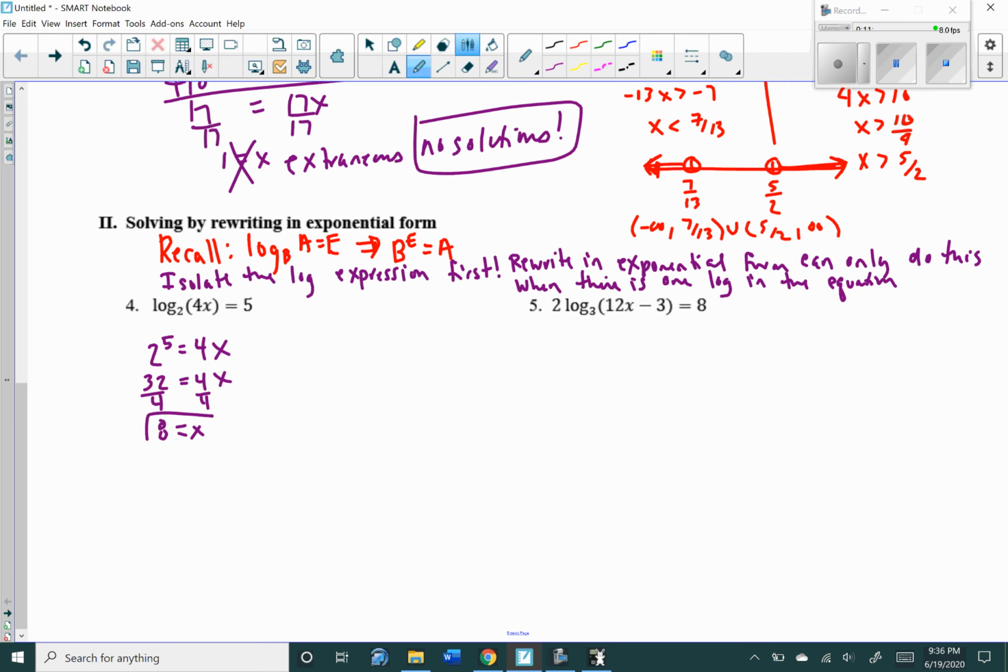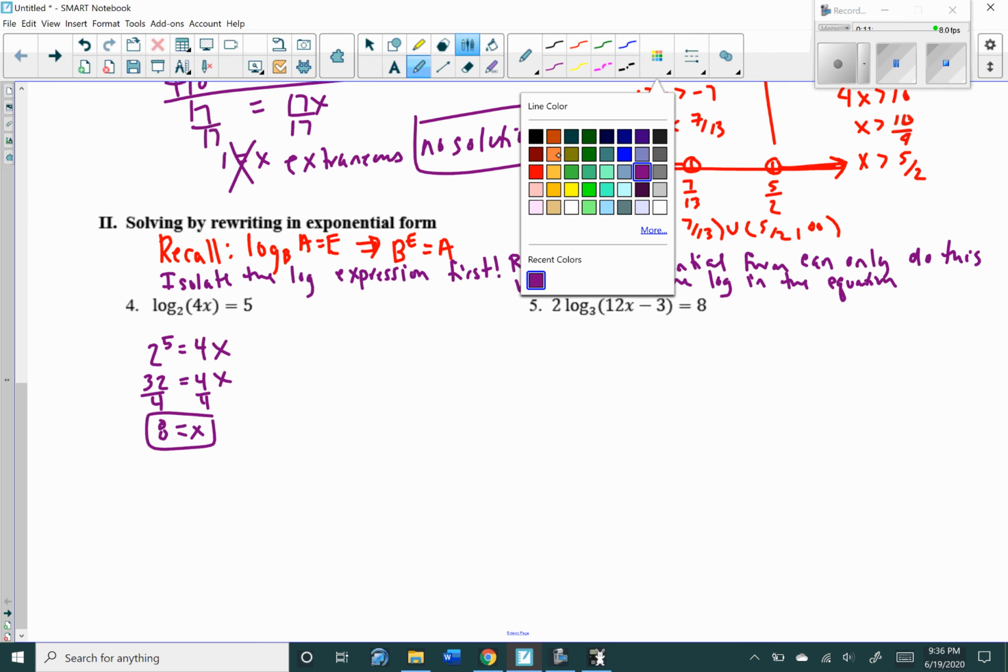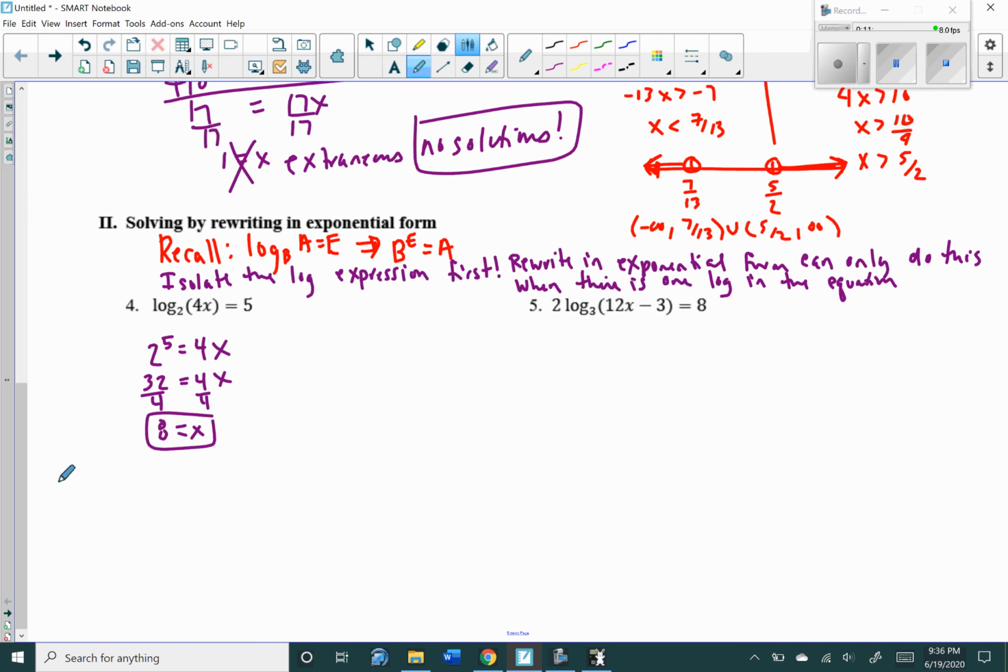And then, of course, don't forget to check your work. If I plug 8 into here, it checks out. We can also, remember, look at the domain to check. So for the domain, x has to be greater than 0. So we're looking at 0 to infinity, which 8 is in that domain. So it checks out. So you can either check it by plugging it in or by using the domain.